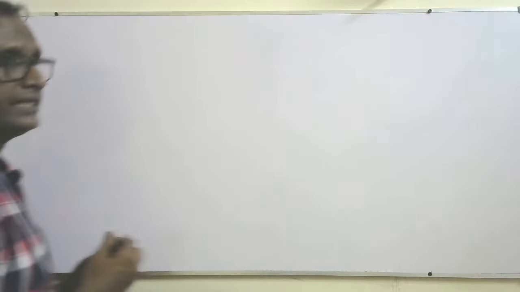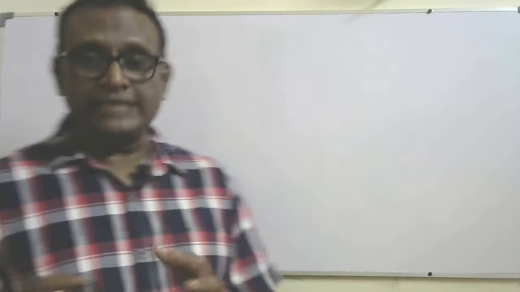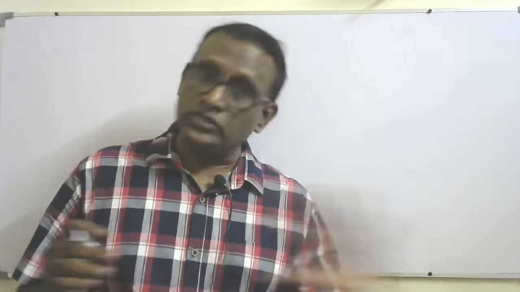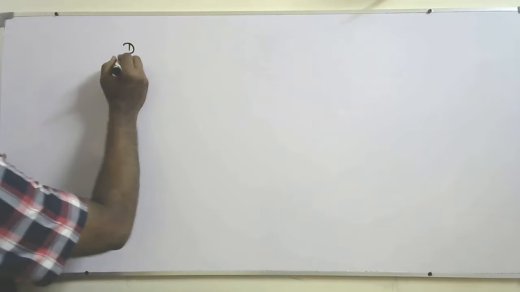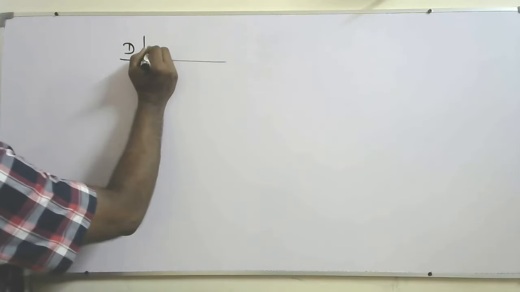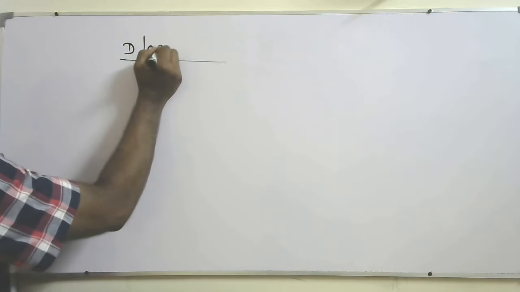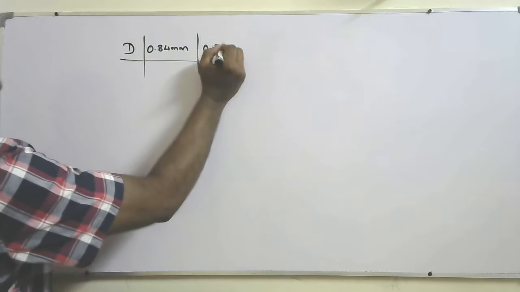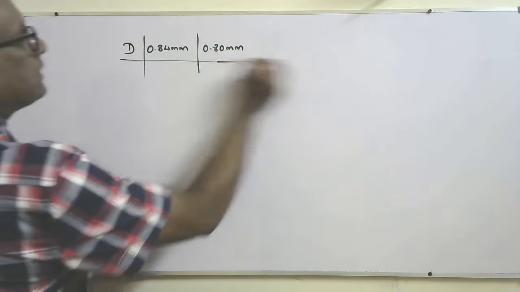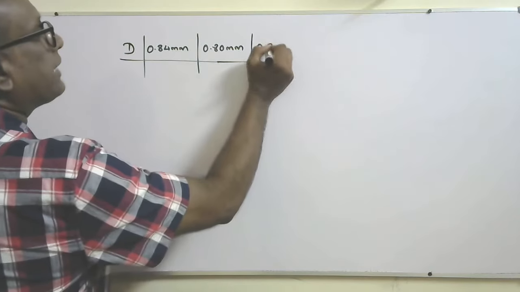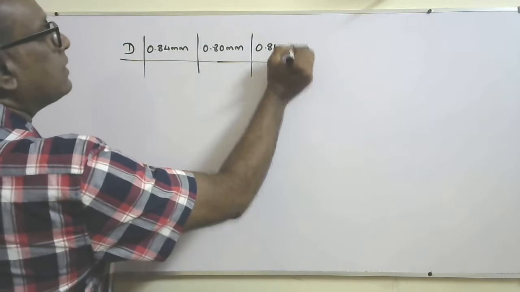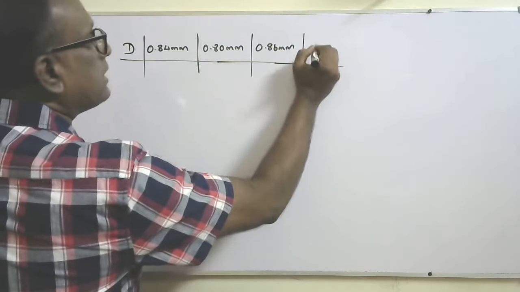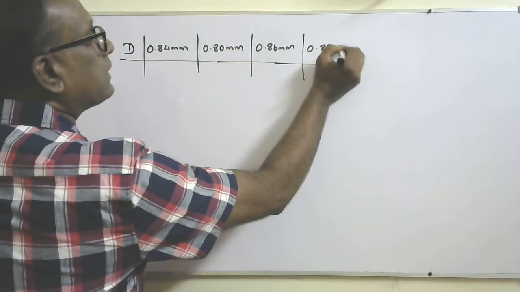Say, for example, you are measuring the diameter of a wire by using a micrometer screw gauge. Imagine that micrometer screw gauge has no systematic error, but the diameter is recorded 5 times like this. First measurement, say maybe 0.84 millimeter. Second one is 0.80 millimeter. Third reading is 0.86 millimeter. Fourth reading is 0.82 millimeter.